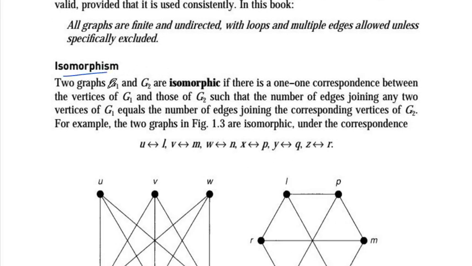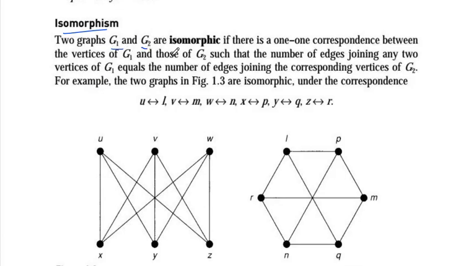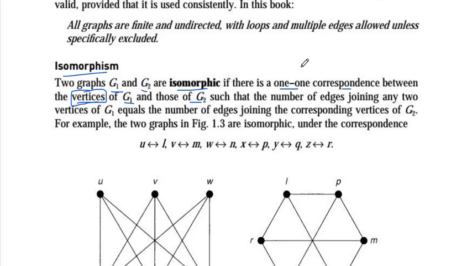Isomorphism. Two graphs G1 and G2 are isomorphic if there is a one-to-one correspondence between the vertices of G1 and those of G2. We all know what a one-to-one function is; in the last semester I think we discussed one-to-one functions, one-to-many functions, and many-to-many functions. So these two graphs are isomorphic if there is a one-to-one correspondence.